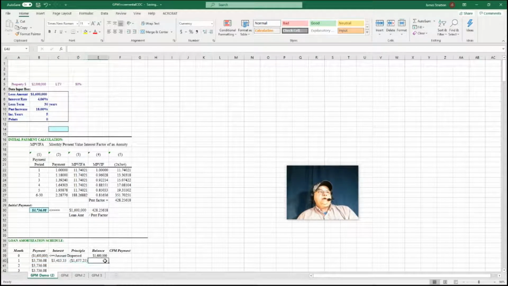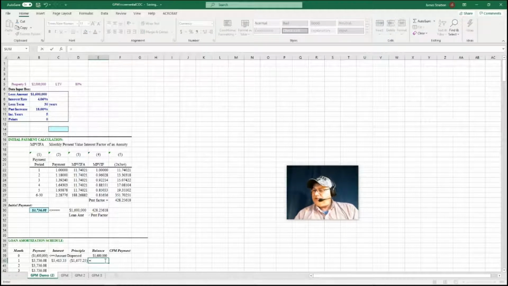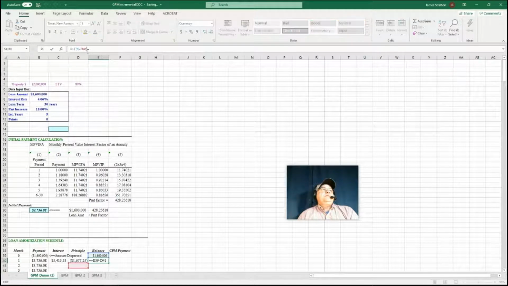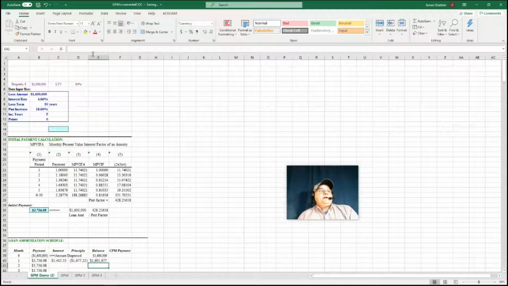All right. And our balance is going to be equal to, force it to be positive. We're going to go E, which is right above us, minus D40. Hit enter. Okay, that should not have worked like that. Let's go back here real quick. Did we get it right? Oh, that's the reason why. 40. Ta-da! That's how I know it's right.